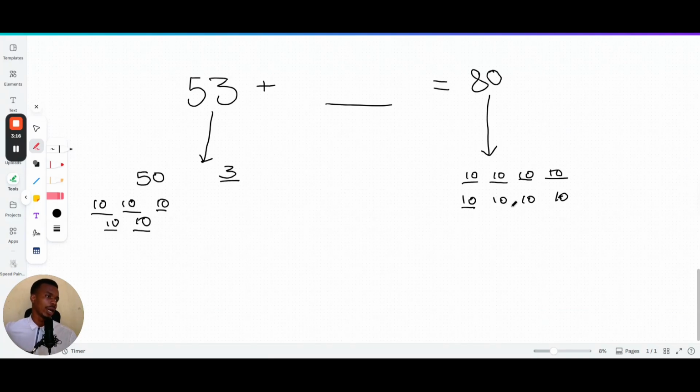If we want to account for 10, we will add 7 to these 3. Now, we have 2 more tens here that are unaccounted for. To account for these 2 tens, we've got to add 2 tens here. What this means is that this is a sum total of 20 plus 7 is 27. So this means that 53 plus 27 is 80.